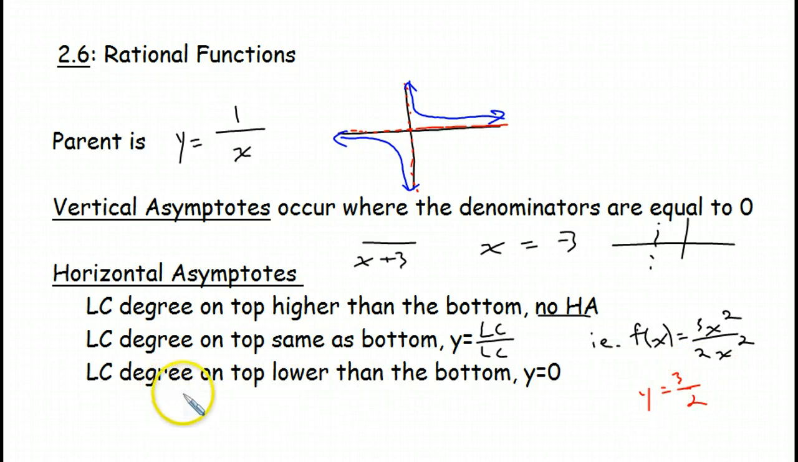If the leading coefficient degree on top is lower than the one on bottom, so if I had 3x over 2x squared, the one on top is lower than the one on bottom, y equals 0 is our horizontal asymptote, as is the case with our parent function. Y equals 0 is our horizontal asymptote.